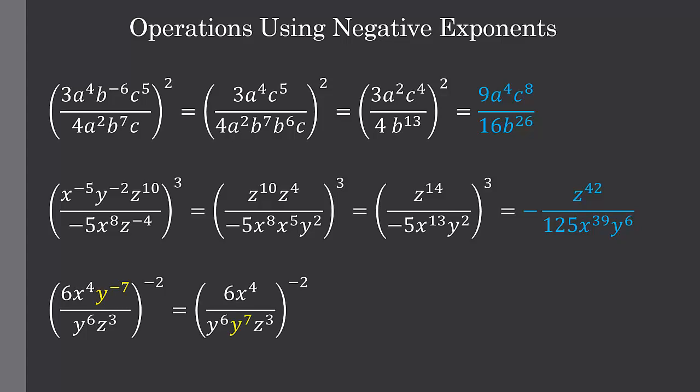When we do that, the y to the negative 7 is going to appear on the denominator now with a positive exponent. Let's combine the y's. We get y to the 13th. Now let's take the reciprocal of everything, because the exponent outside is negative. So it's the reciprocal of everything.